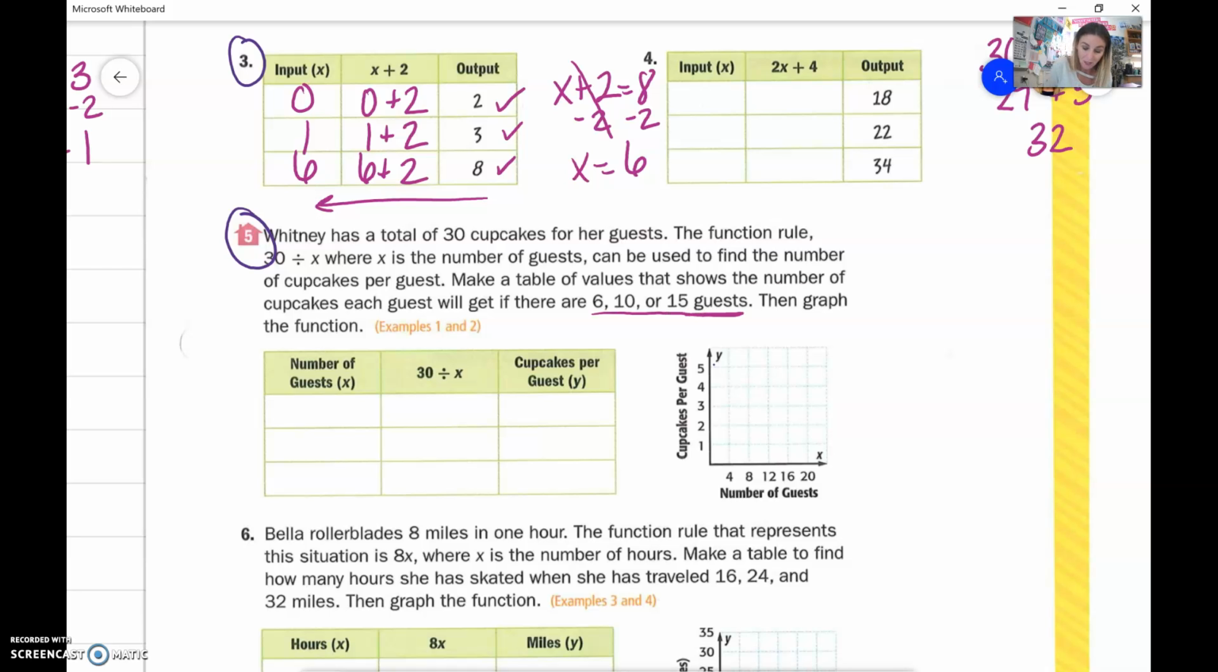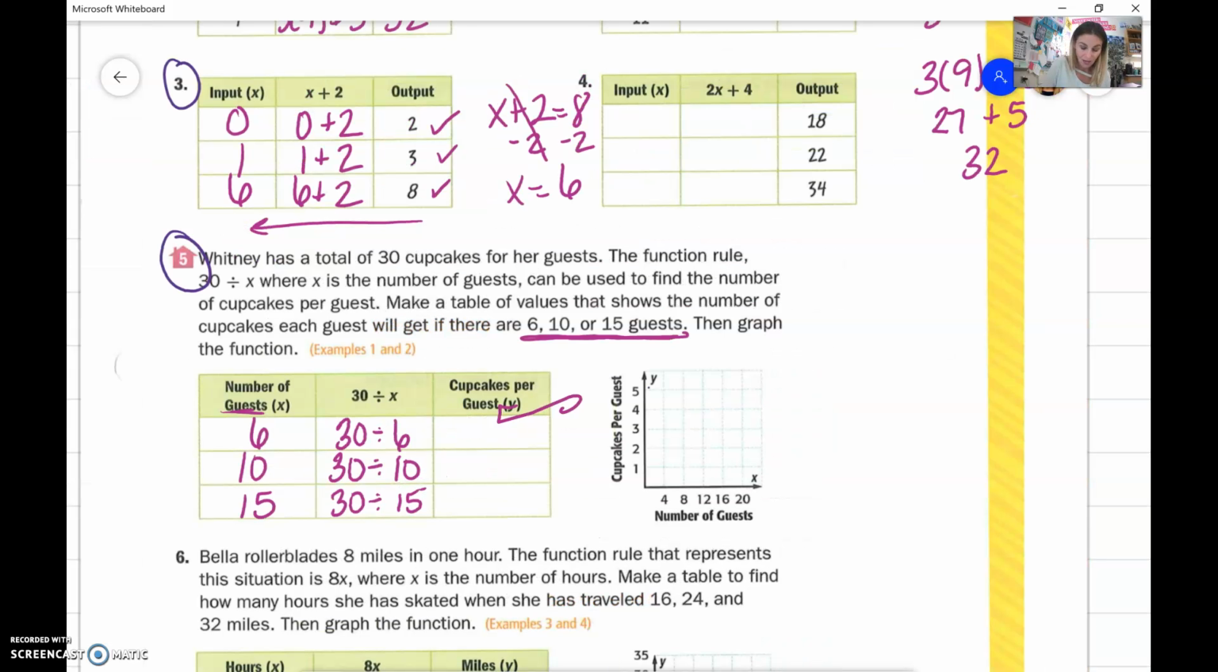So again, these are the number of guests, which means they're going to go in this column because it says number of guests. So 6, 10, and 15 is 30 divided by 6, because we're going to replace it. This is 30 divided by 10, and this is 30 divided by 15. So 30 divided by 6 is 5. Oh my goodness, that is so pretty. 30 divided by 10 is 3, and 30 divided by 15 is 2.